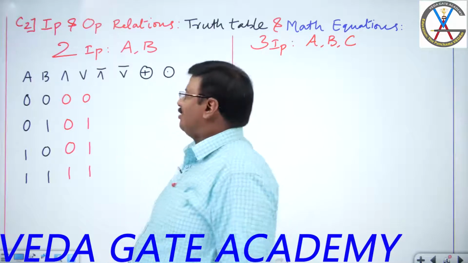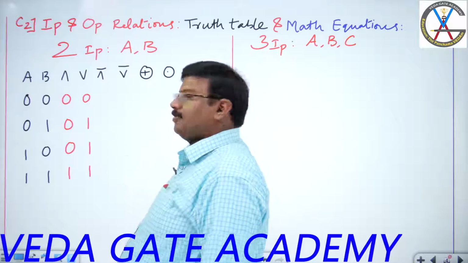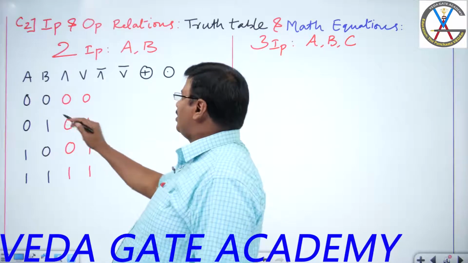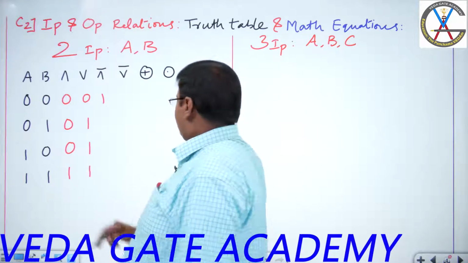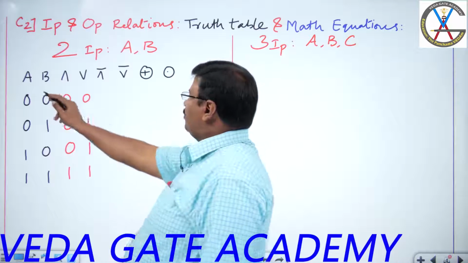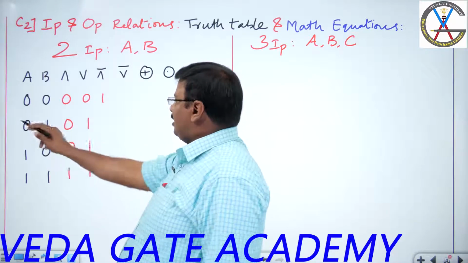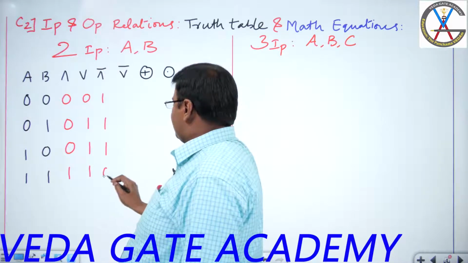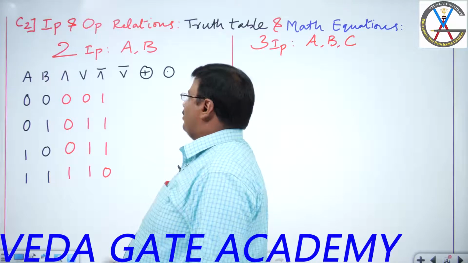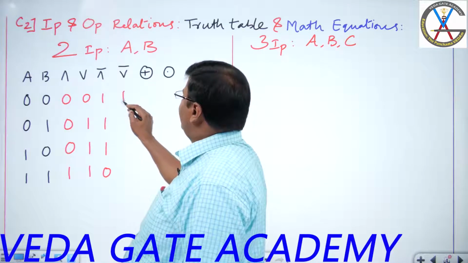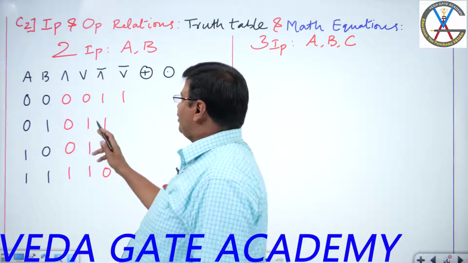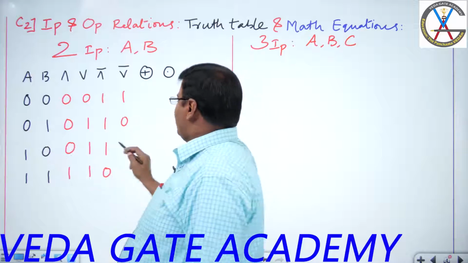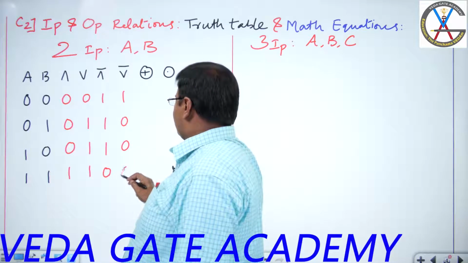NAND reverse to AND. So zeros will be 1 and 1 will be 0. NAND output is any input 0, the output is 1. A, B both are 0, output is 1. A 0, output is 1. B 0, output is 1. Both are 1, it is reverse, 0. NOR reverse to OR. So both are low, high. Any one is 1, so OR is 1, but NOR is 0. Either both are 1, the NOR is 0.